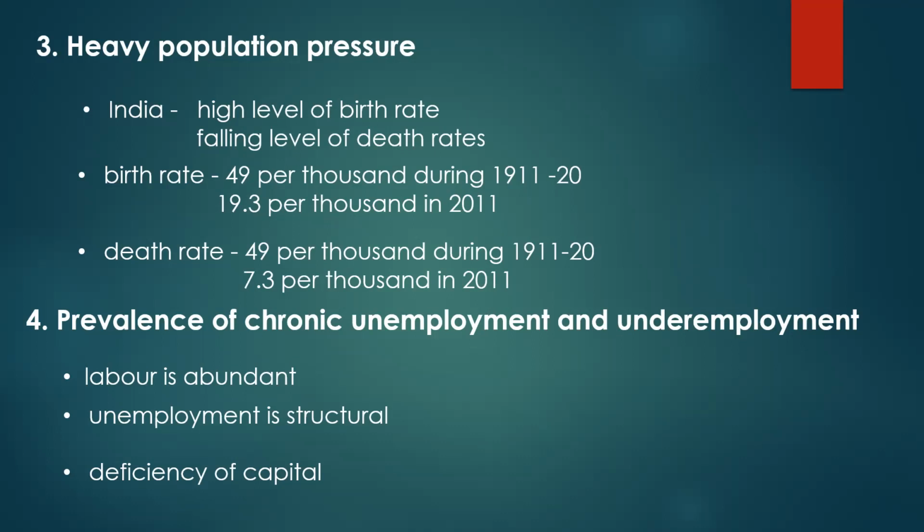The fourth basic characteristic of Indian economy is prevalence of chronic unemployment and underemployment. In India, labor is an abundant factor and consequently it is very difficult to provide gainful employment to the entire working population. In developed countries, unemployment is of cyclical nature and occurs due to lack of effective demand. In India, unemployment is structural and is the result of deficiency of capital. The Indian economy does not find sufficient capital to expand its industries to such an extent that the entire labor force is absorbed.